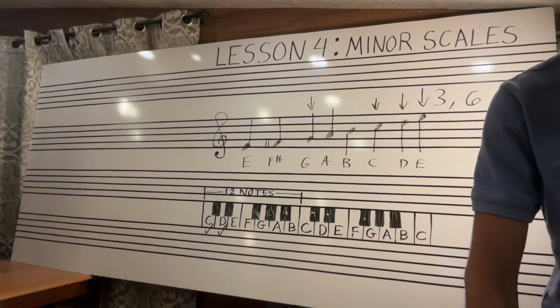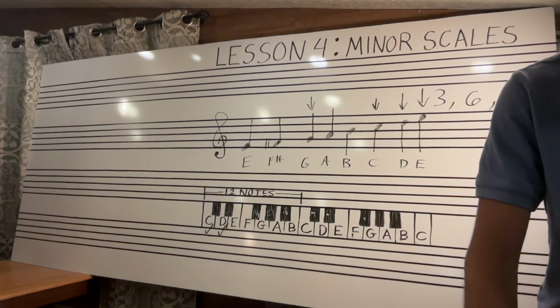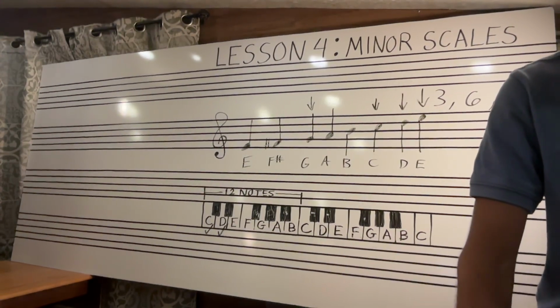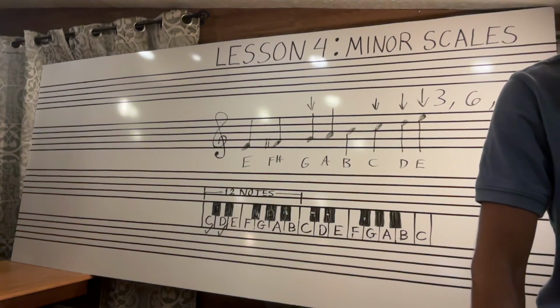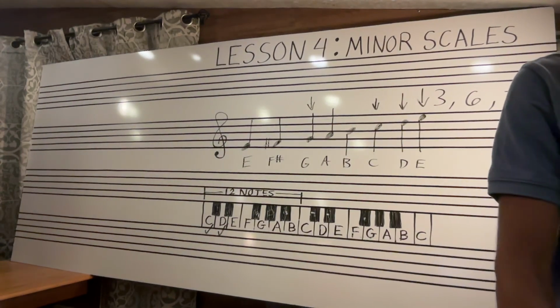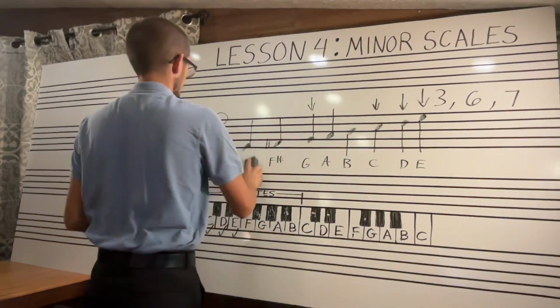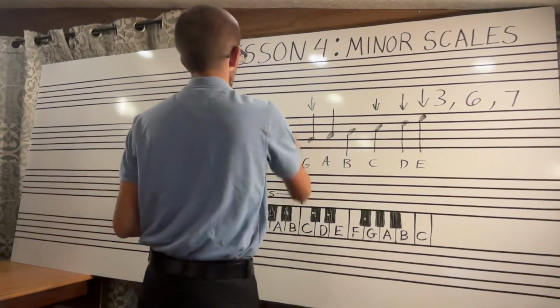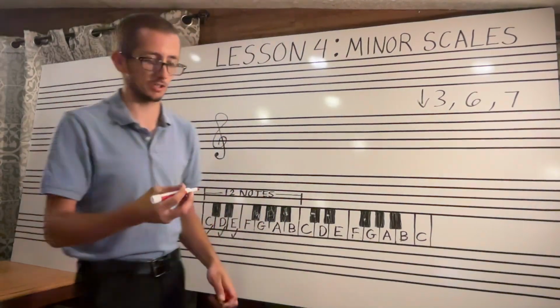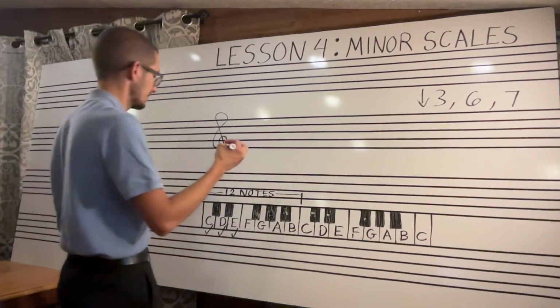E, F sharp, G, A, B, C, D, E, D, C, B, A, G, F sharp, E. So that's our E natural minor scale. Let's move on to our F natural minor. I'm going to switch colors because that black is getting harder to see.